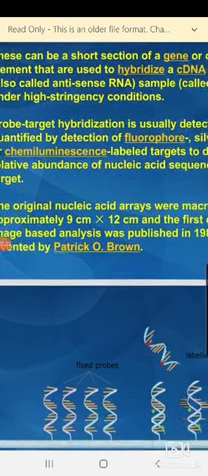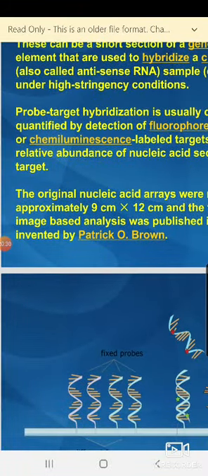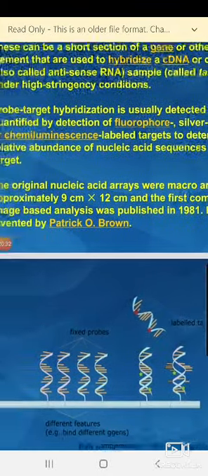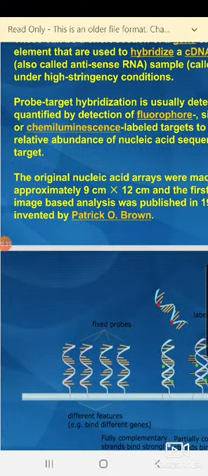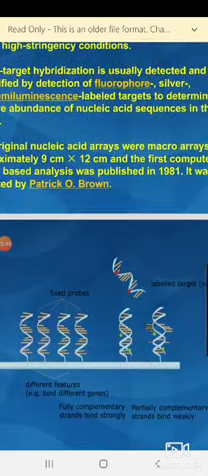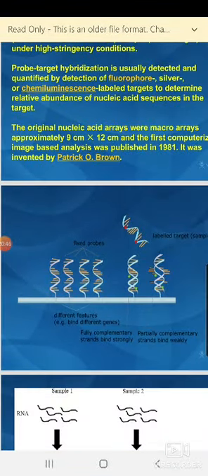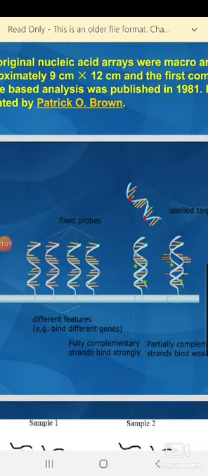Probe-target hybridization is usually detected and quantified by detection of fluorophore, silver, or chemiluminescence labeled targets to determine relative abundance of nucleic acid sequence in the target. The original nucleic acid array, the microarray, was approximately 9 cm by 12 cm, and the first computerized image-based analysis was published in 1981. It was invented by Patrick O. Brown.